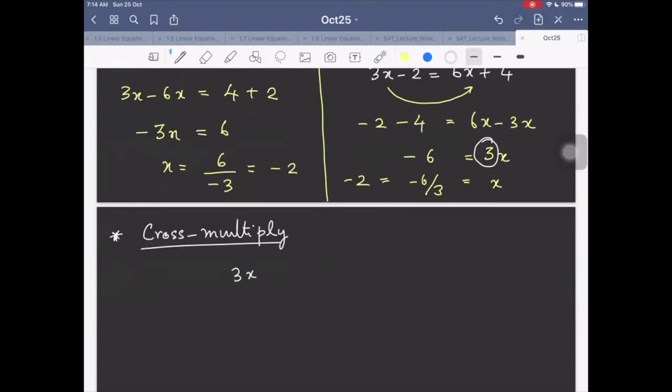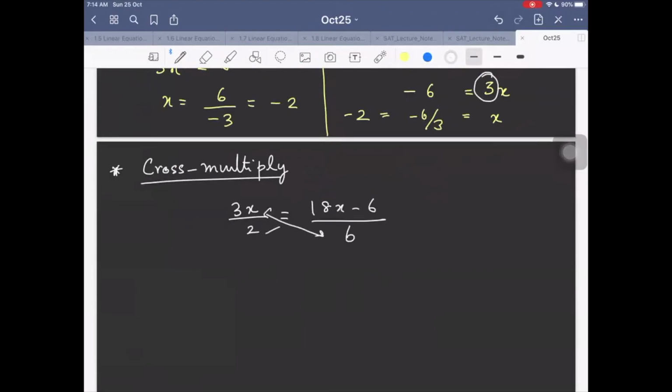Say we have 3x by 2 is equal to 18x minus 6 by 6. The first step that comes to our mind is to make a cross multiplication. You understand how a cross multiplication is done? You just cross multiply. So we have 3x into 6 is equal to 2 into 18x minus 6. So this is 18x is equal to, you can distribute 2, that will be 36x minus 12.